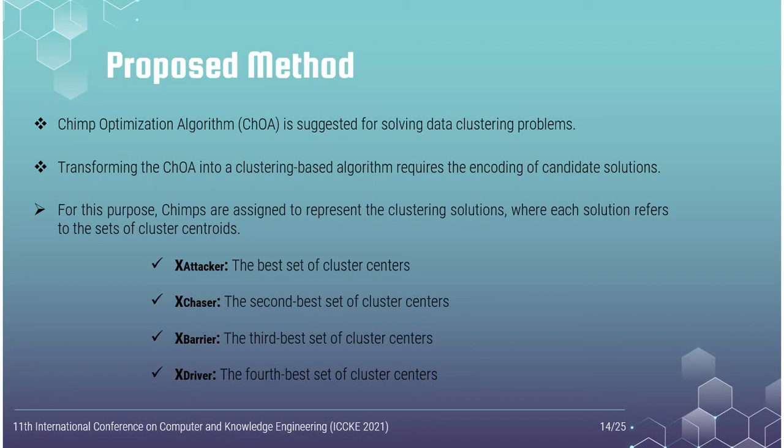After that, the chimp optimization algorithm in our proposed method is suggested for solving data clustering problems. First of all, we should transform the chimp optimization algorithm into a clustering-based algorithm based on the encoding of the candidate solution. Because of this, we assign each chimp to represent a cluster solution, where X attacker represents the best set of cluster centers, X chaser represents the second best set, and barrier and driver represent the third best and fourth best. As I mentioned previously, the attacker chimps are the strongest chimps.